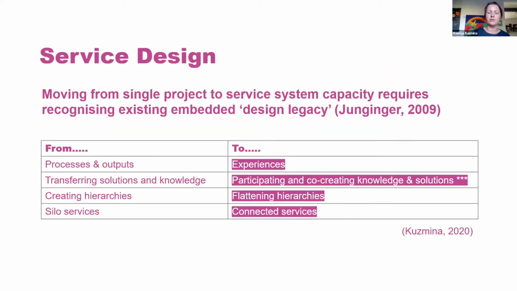But in order for it to move from just working on a single project, we need to make it more of a service system capacity. We need to recognize that there is already what Sabine Junginger calls a design legacy. She talks about the design legacy in terms of the structures, the values, the norms that are already there within the organization, but I think it also relates to the system. So if we were to make service design more of a service system capacity, we need to think about how, through design or service design, through these projects, we can shape and reshape these legacies within the system.